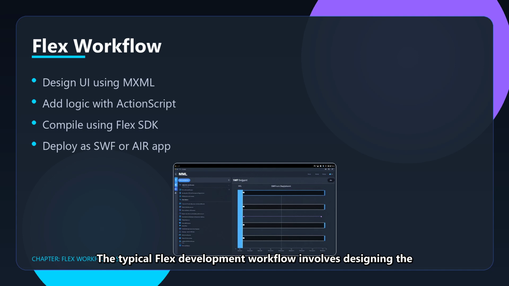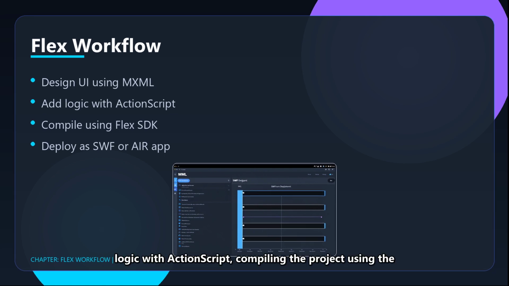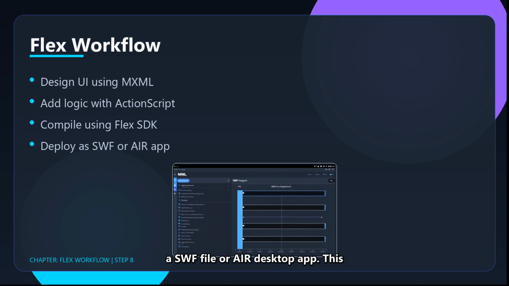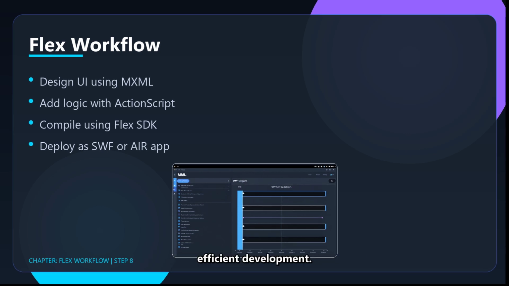The typical Flex development workflow involves designing the user interface using MXML, adding interactivity and business logic with ActionScript, compiling the project using the Flex SDK, and finally deploying the application as a SWF file or AIR desktop app. This workflow ensures a clean separation of concerns and efficient development.